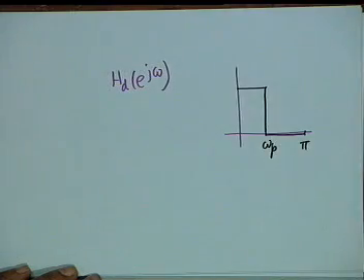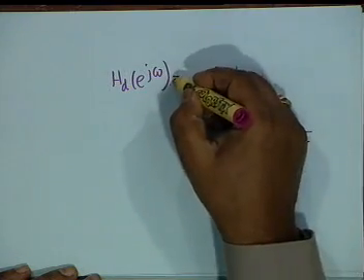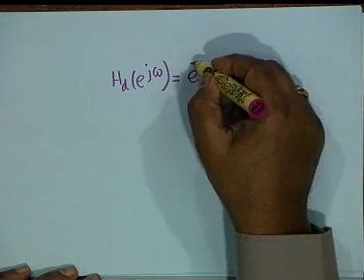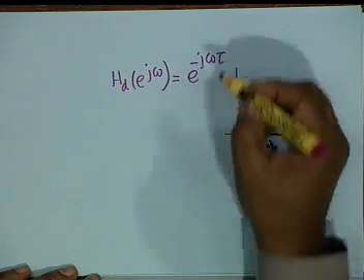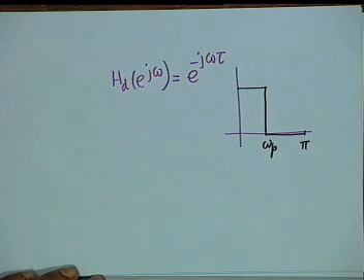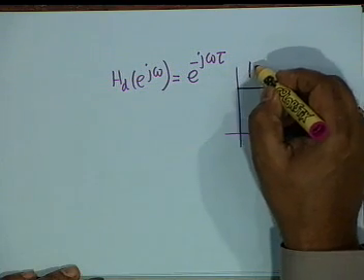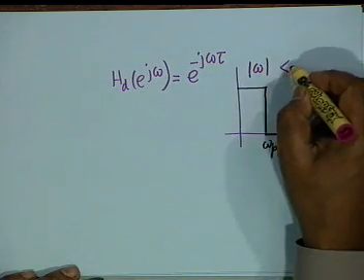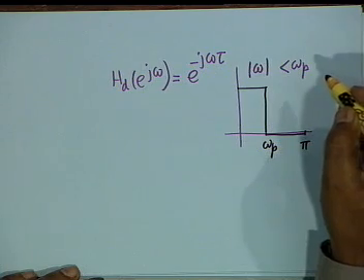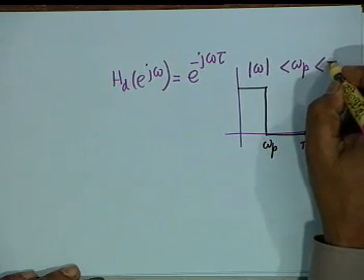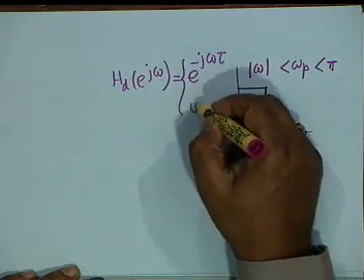We also aim, FIR design is most useful when you ask for linear phase, and therefore, what we assume is that H d of e to the j omega is e to the power minus j omega tau. We want a linear phase, the magnitude should be 1, but the phase should be linear, omega tau, for magnitude omega less than omega p less than pi, and it is 0 otherwise.